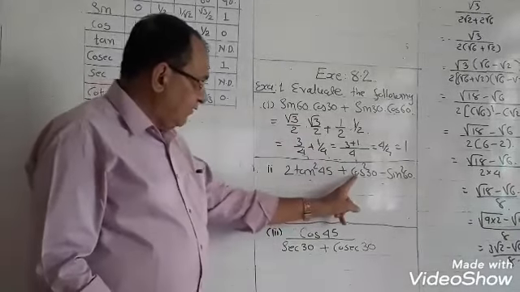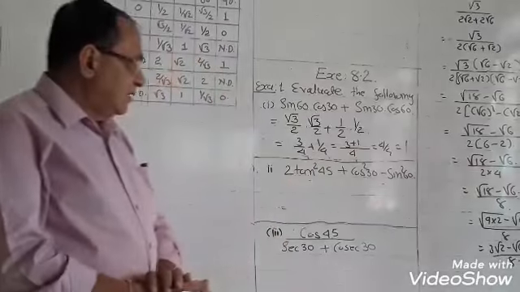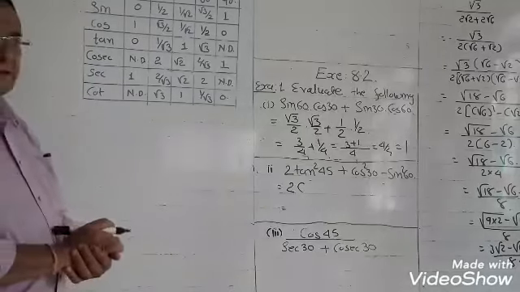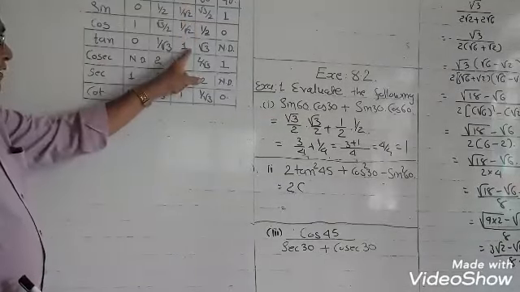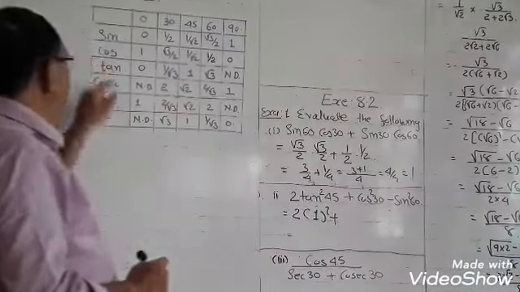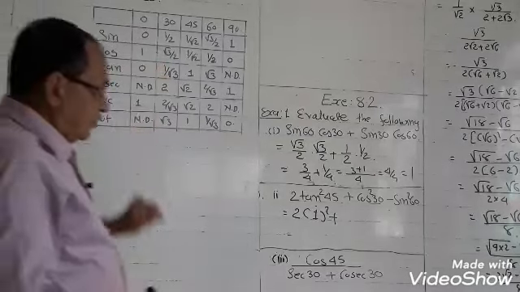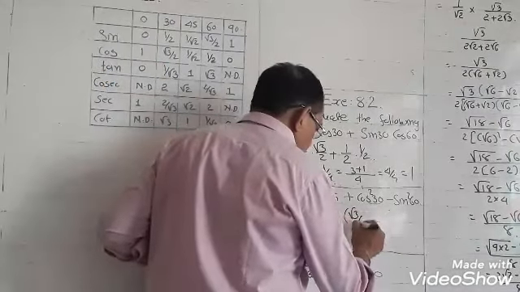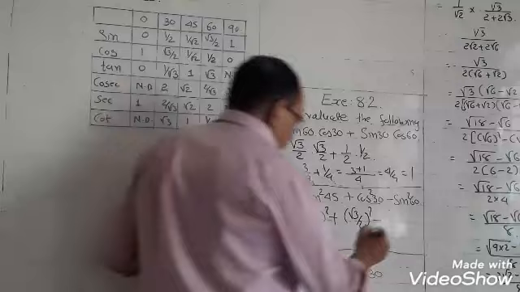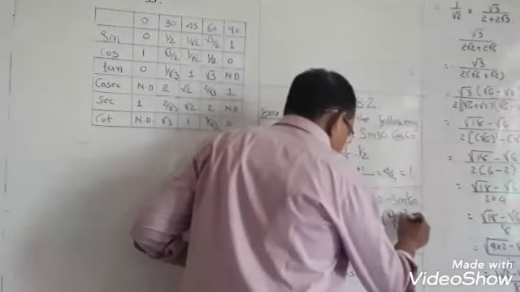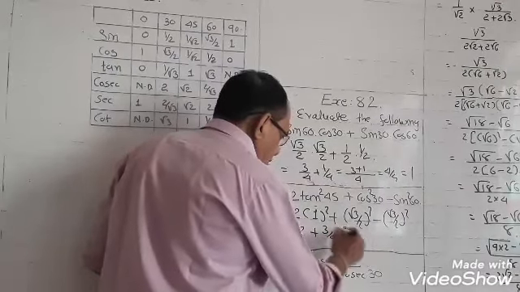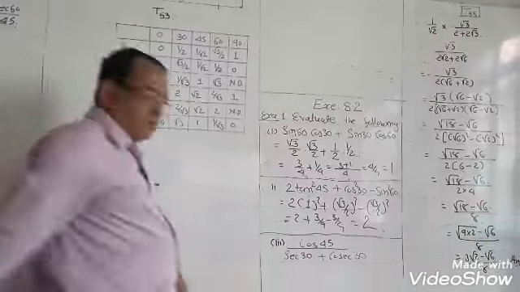Now, 2 tan square 45 plus cos square 30 minus sin square 60. Tan square 45 is equal to what? That is tan 45, so it is 1. 1 square plus cos square 30, cos 30 is root 3 by 2, whole square, minus sin square 60, sin 60 is root 3 by 2, whole square. So 2 plus 3 upon 4 minus 3 upon 4. So the answer is 2. Get it?